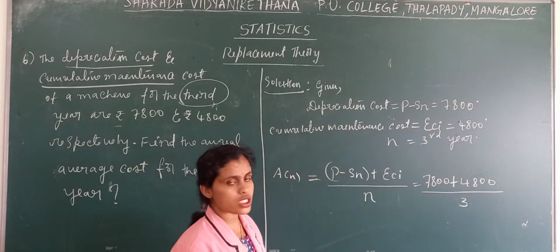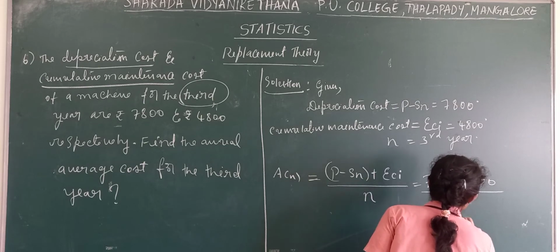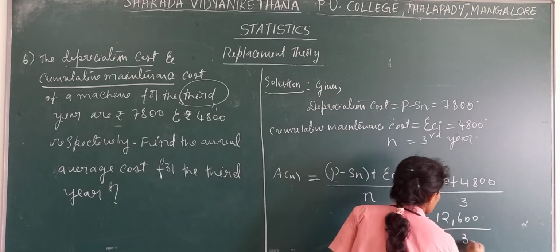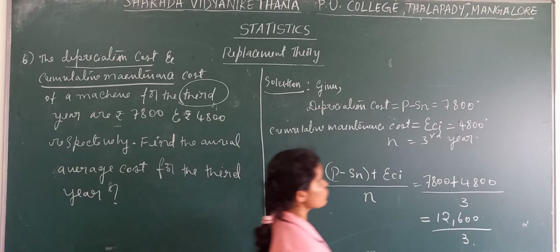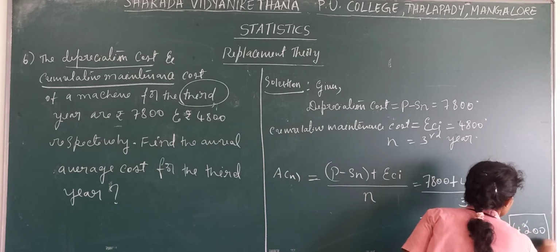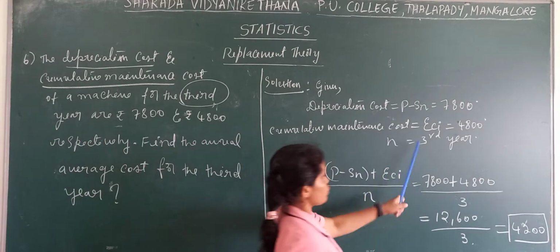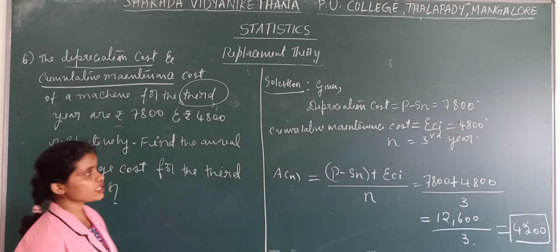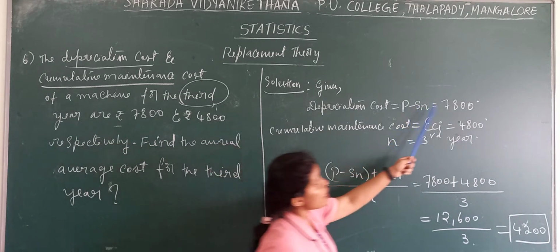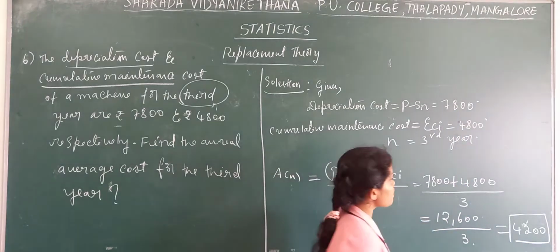When we add 7,800 plus 4,800, we get 12,600. So 12,600 divided by 3, we get 4,200. So this is the annual average cost for which year? For the third year. I hope it is clear. Annual average cost we need to find out. They have directly given P minus Sn and sigma Ci.